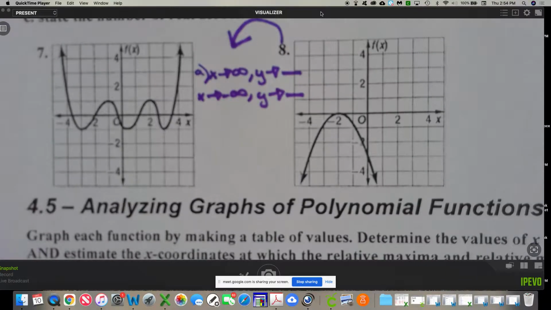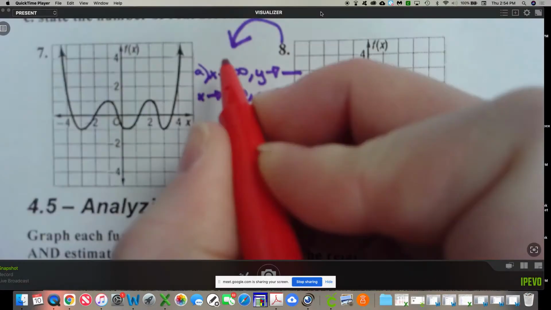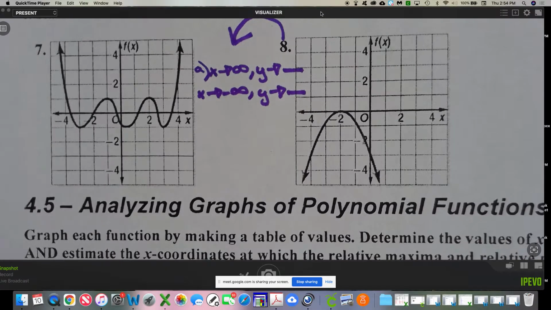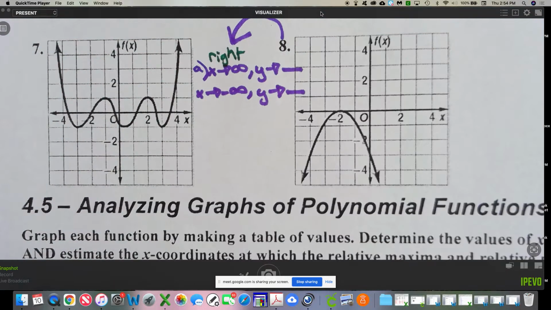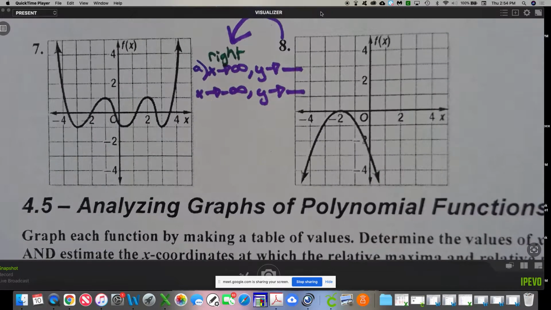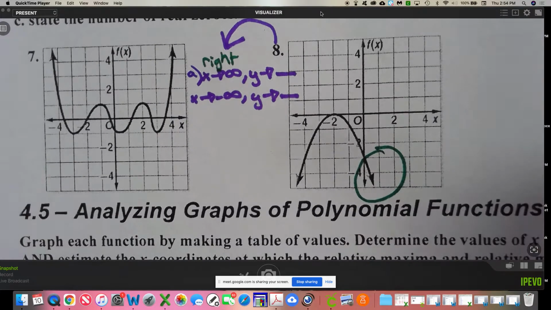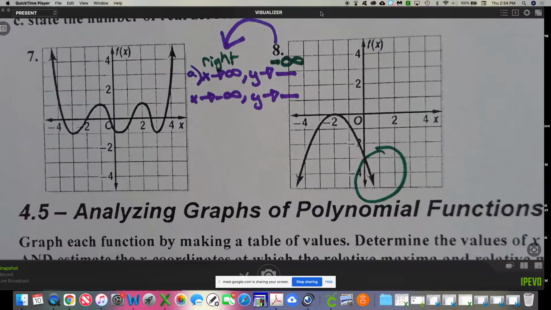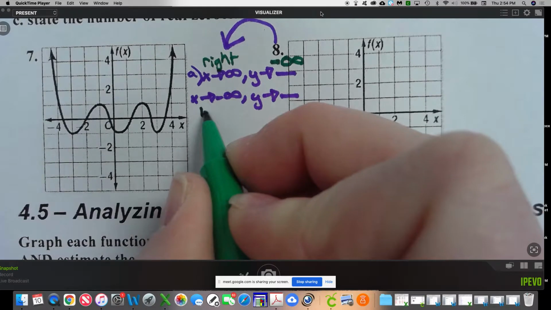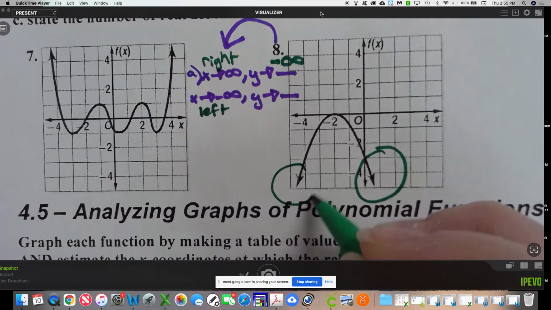It's kind of blurry and still laggy. All right. X going toward infinity. When I say that, what direction are we talking about? X goes toward infinity means we're going to the right. As this function is going to the right, which way is it going? We're looking at 8, not 7. On the right side, he's going down, so I'm going to put negative infinity here. As x goes toward negative infinity, that's going to the left, and on the left side of the function he's going negative as well. So negative infinity there. Okay?